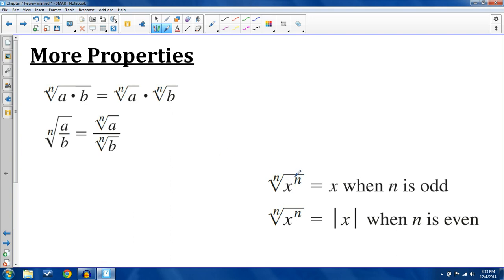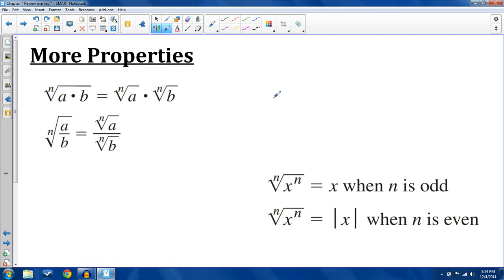And then the other thing I wanted to throw out there, they're not in this problem set because you'll see why. If you take the nth root of a value to the power of n, it just becomes that value. However, when n's an odd number, you have to make sure that you maintain the sign.